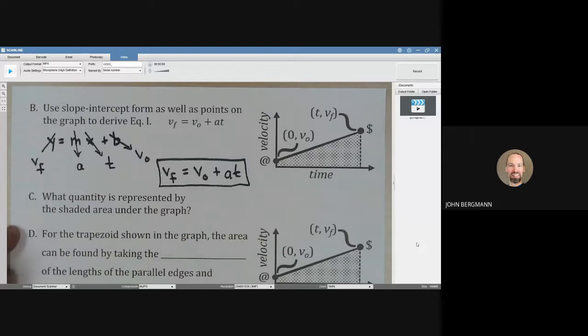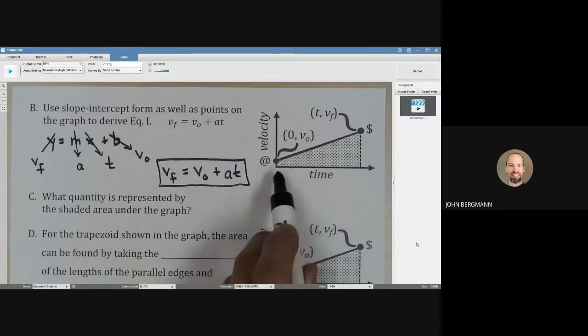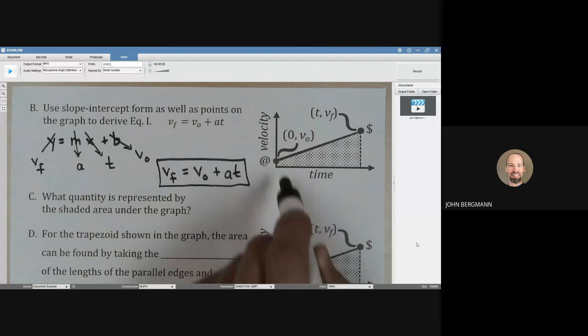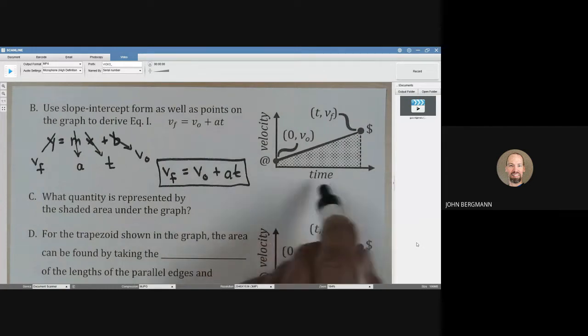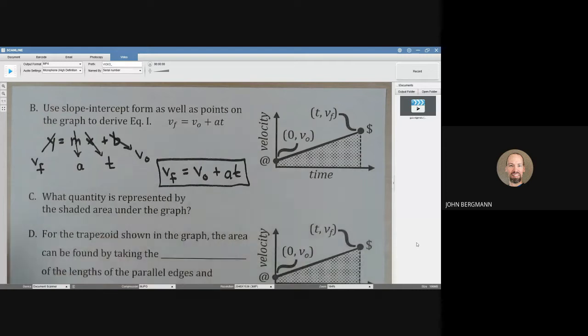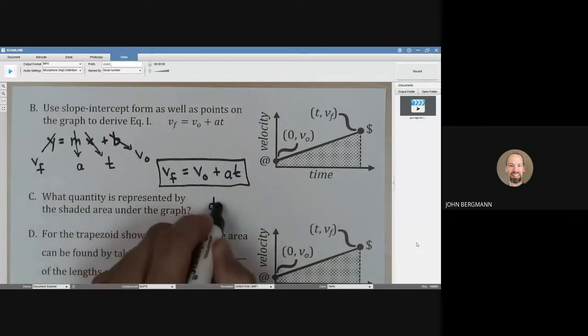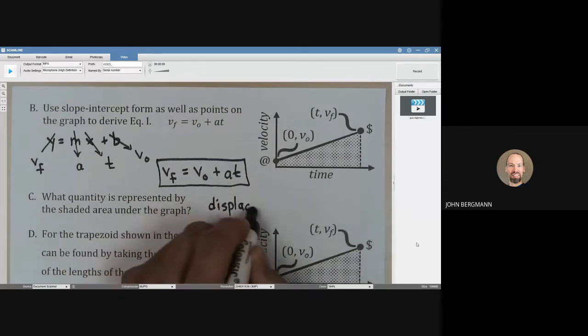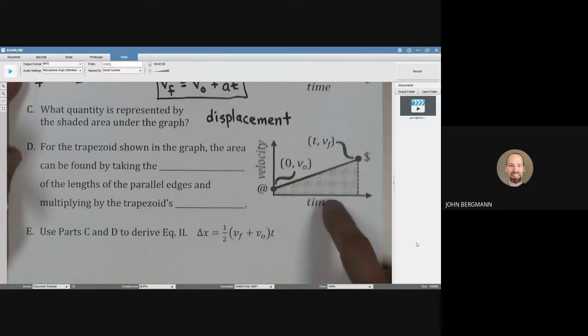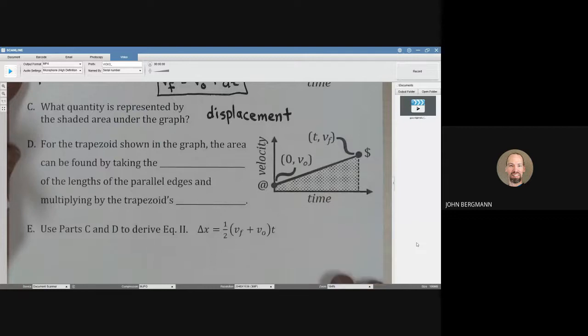Question C, what quantity is represented by the shaded area under the graph? This is going to have the unit of, let's see, the vertical unit would be meters per second, and the horizontal unit would be seconds. And when you're finding area, you'd have to multiply those. So that would be meters. And what do we measure in meters? Displacement, for one thing.